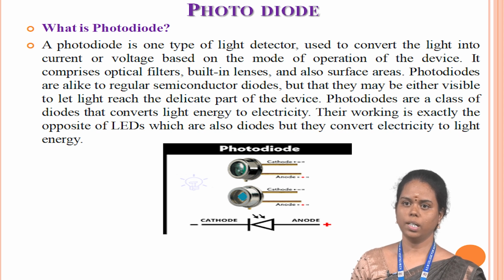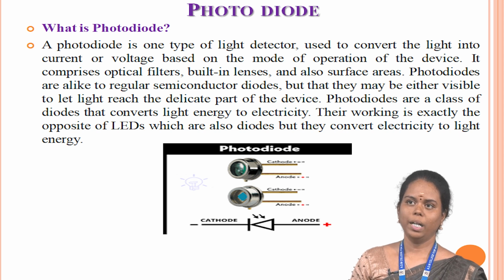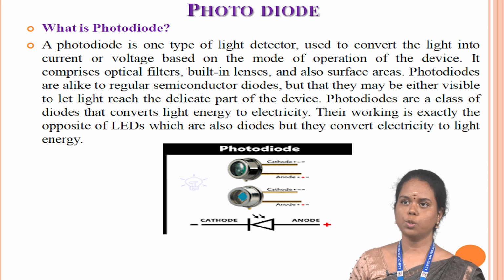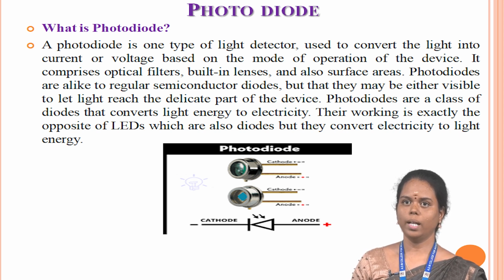Then the PIN junction diode and the PN junction. Some photodiodes will look like a light emitting diode. They have two terminals coming from the end. The smaller end of the diode is the cathode terminal, while the longer end of the diode is the anode terminal.